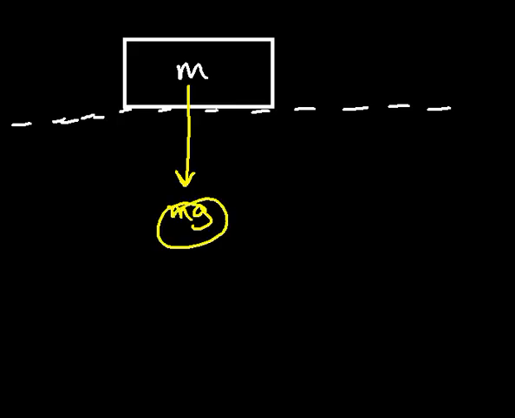Let's say this is a typical object of mass m, resting on the horizontal ground. One of the forces acting on the object is the force due to gravity, which always points downwards, and we call it the gravitational force, expressed as the weight of the object, mg.